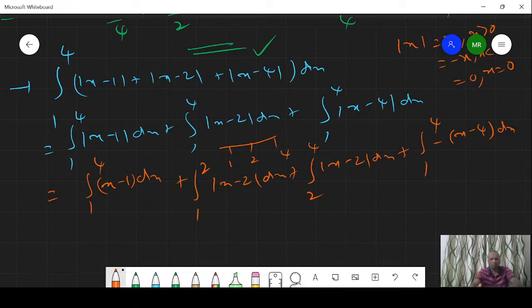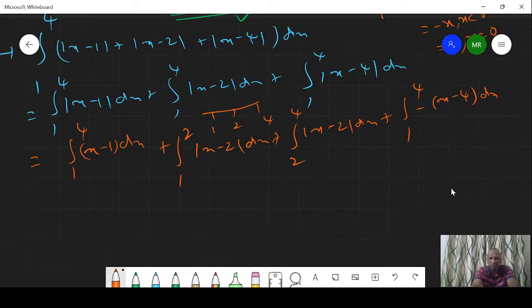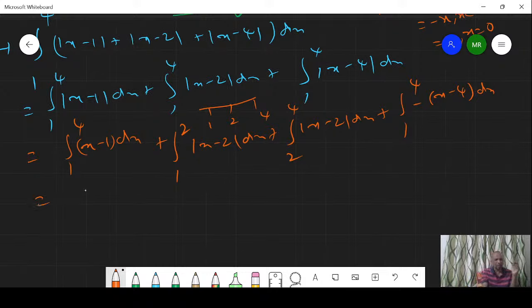Now you can see this one. Then this is general simplification. Now I can do that. Here I can write this one, x square by 2 minus x. I can apply the limit 1 to 4. And this one I can write. Since 1 to 2 you will get negative, so I can write minus integral 1 to 2 x minus 2 dx.